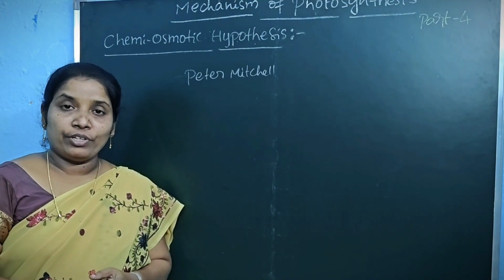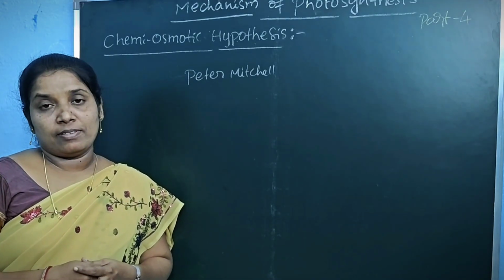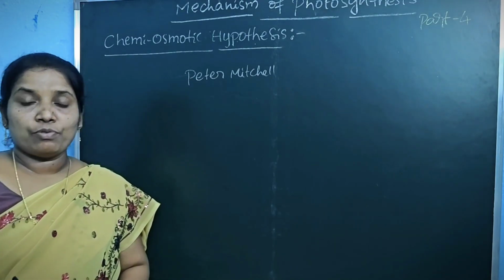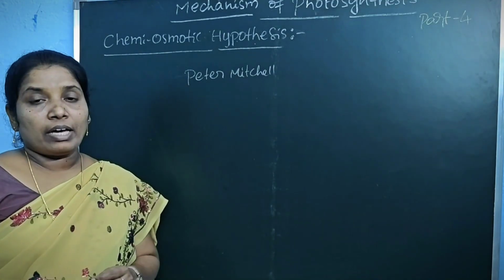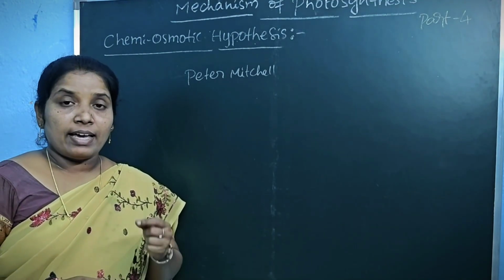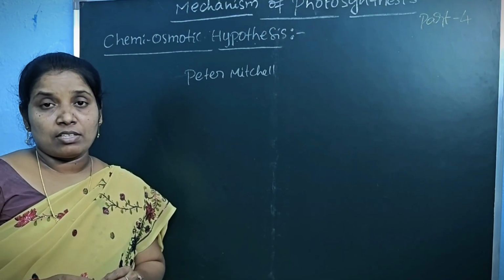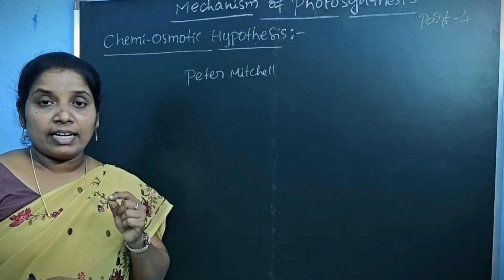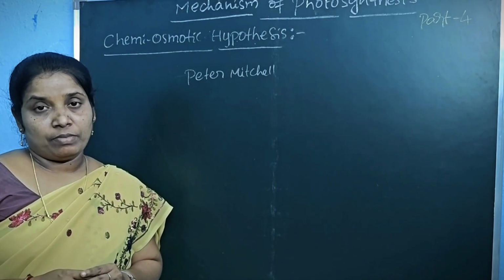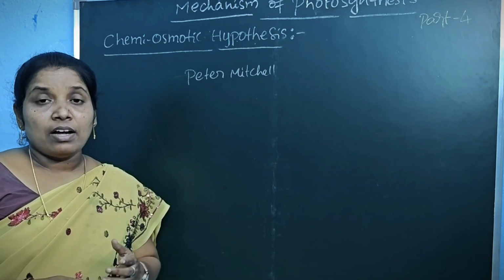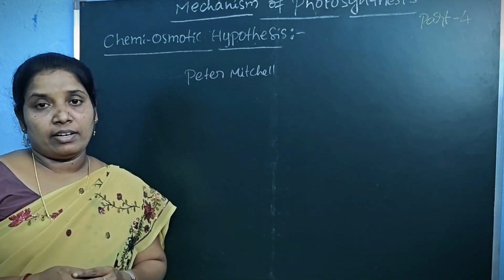In this video, I am going to give you a brief lecture on the chemiosmotic hypothesis. The chemiosmotic hypothesis was proposed by a scientist, Peter Mitchell. It explains the synthesis of ATP in photosynthesis through a proton gradient that is established across the membrane. So it explains how ATP is generated by using a proton gradient.